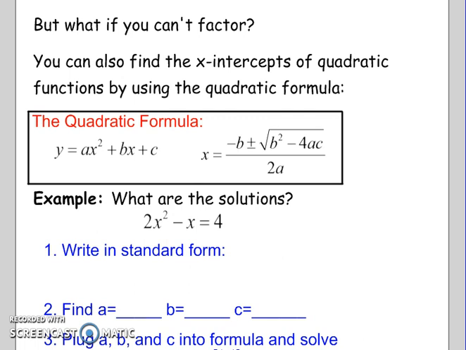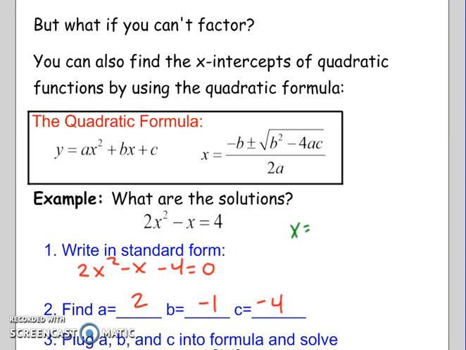So if we want to find the solutions to 2x squared minus x equals 4, okay, the first thing we have to do is to write it in standard form. Okay, that means we have to set it equal to 0. So we're going to take 2x squared minus x minus 4 equals 0. So we're just going to subtract the 4 over. Okay, we're going to identify a, b, and c. So my a is 2, my b is negative 1, and my c is negative 4.